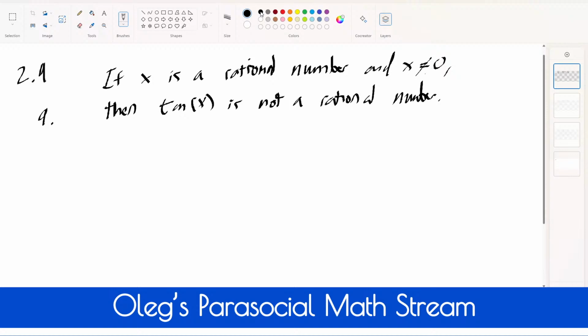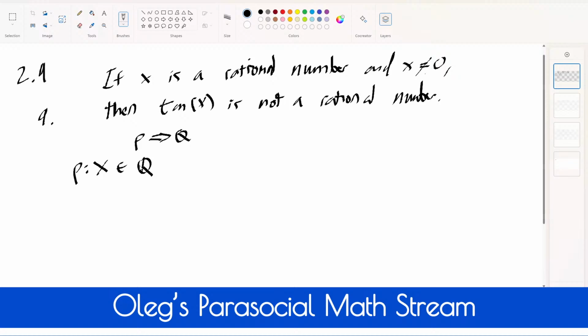If x is a rational number, so we're going to say this is P and Q. We're going to say this is P implies Q. We're going to say P: x is a member of Q. This is a different kind of Q. This is the set Q, and it represents the rational set.